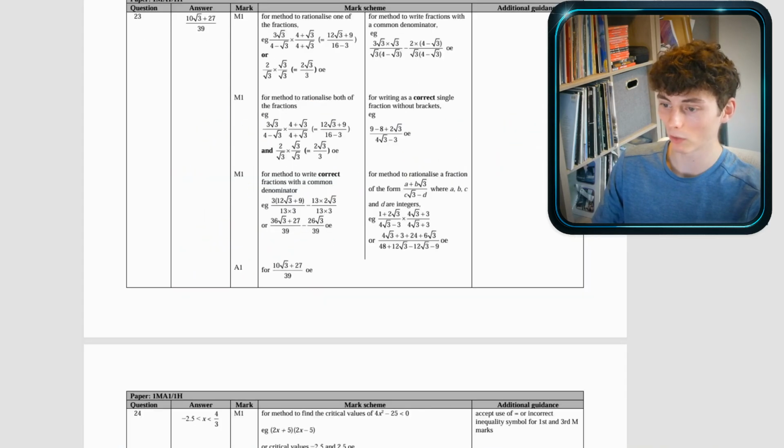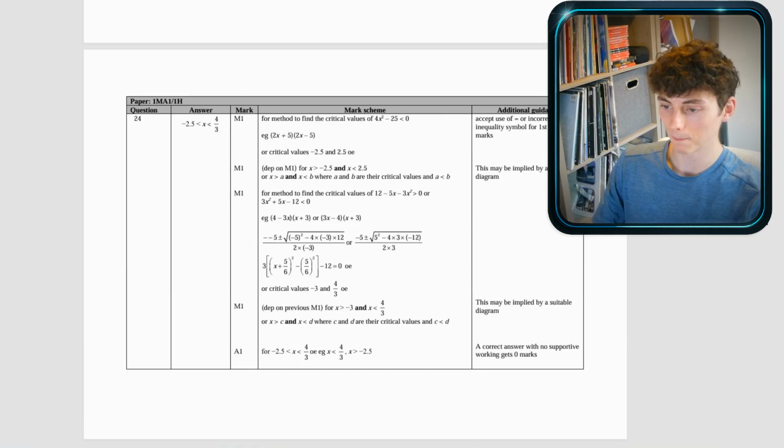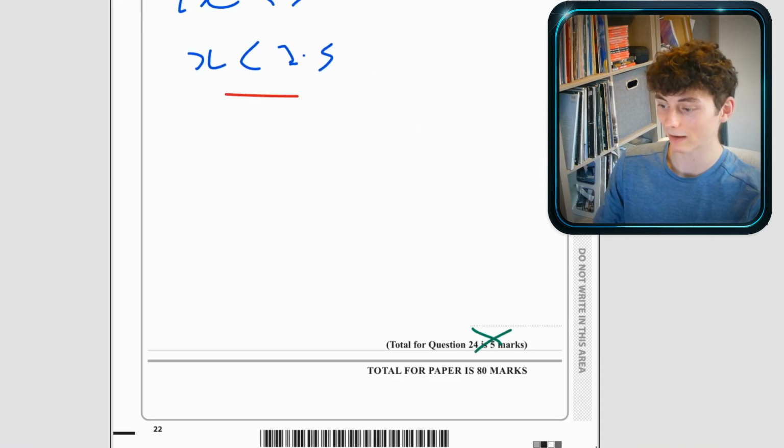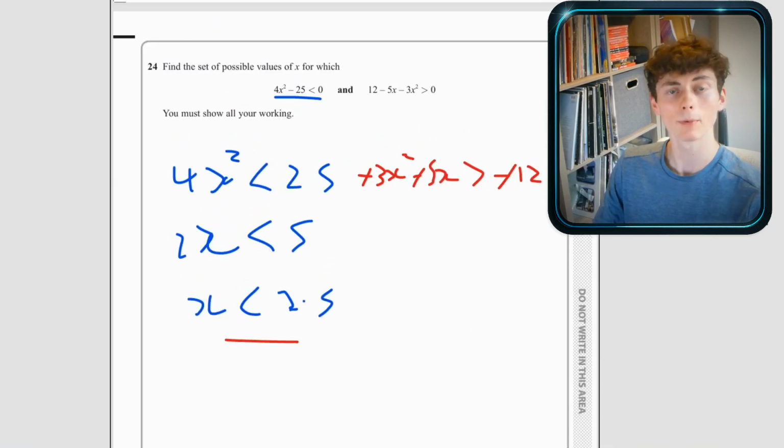And question 24, the last one. And I was nowhere near on this one either. That's 5 more lost marks. Great, I'm going to add this up and we'll see what I've got. I don't think it's good though.